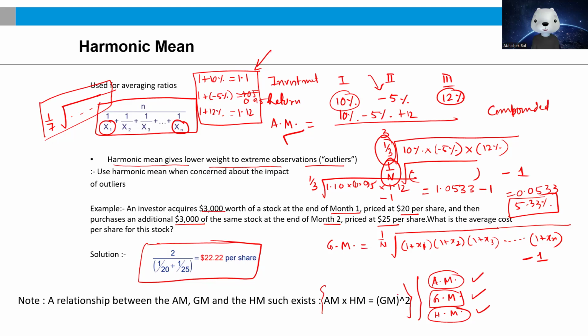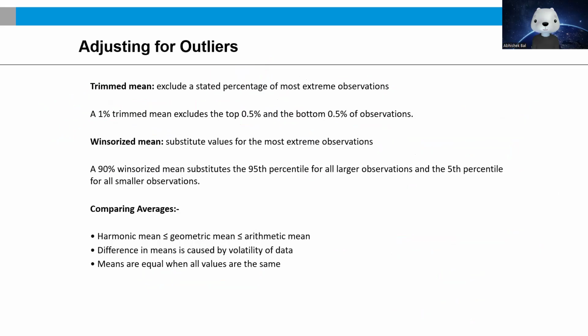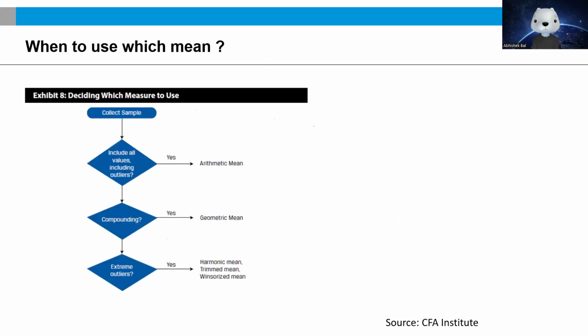Now, this is a very powerful relationship, especially from the point of view of your exam, because it could happen that you might be given a couple of values, for example, the arithmetic mean as well as the harmonic mean, and you would be required to calculate the geometric mean. So forget not the relationship that the arithmetic mean times the harmonic mean is equal to the geometric mean squared. If you're given two values, you can always find out the third one.